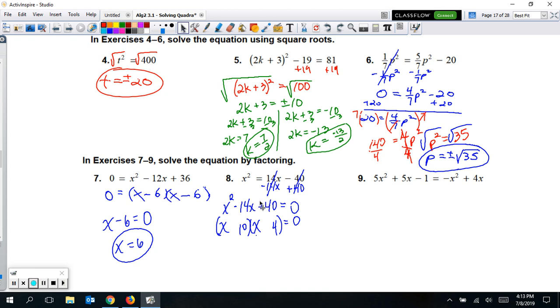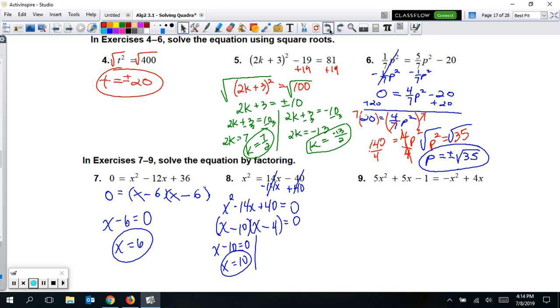And because this is a positive here, they're both going to be negative signs. They're both going to be this sign here. So it's a -10 and a -4. And again, you can check this with FOIL just to make sure your factoring is always correct. And then just set your factors equal to 0 separately. So x minus 10 equals 0, add 10, and that would be our answer.